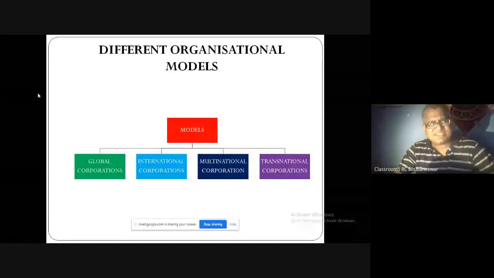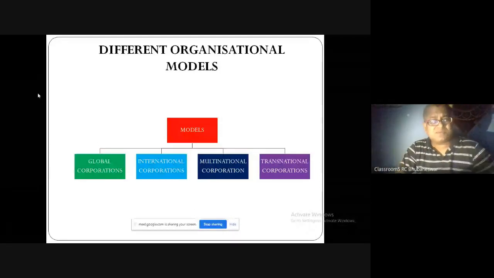But the question is multinational, that's called multinational corporations. But how is it different from one another? Global corporations, international corporations, multinational corporations, and transnational corporations. There are four models of corporations in international business.